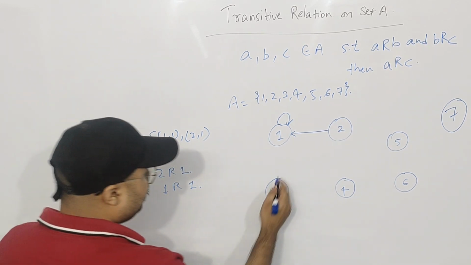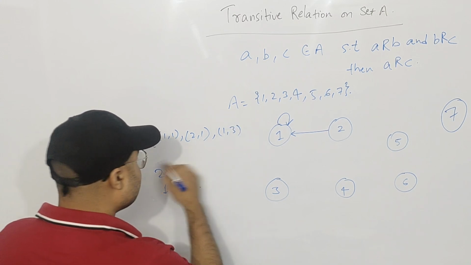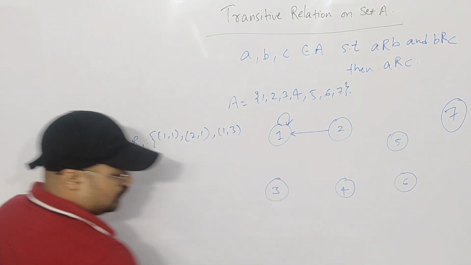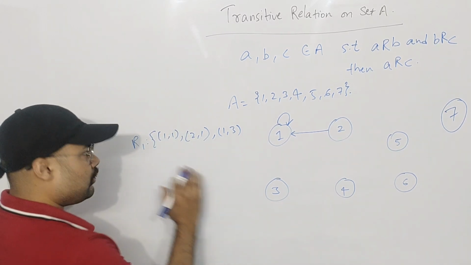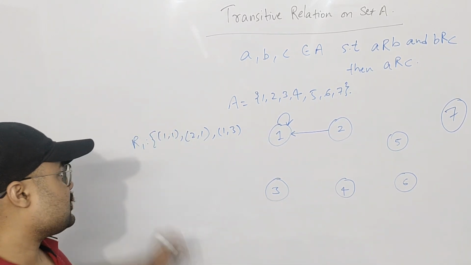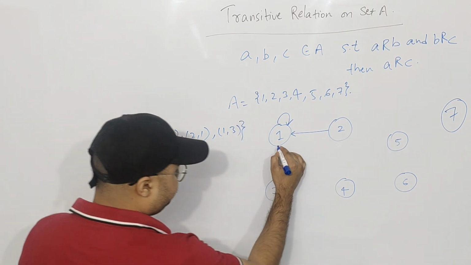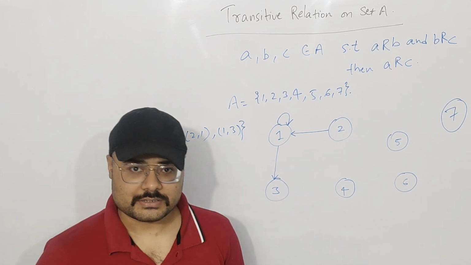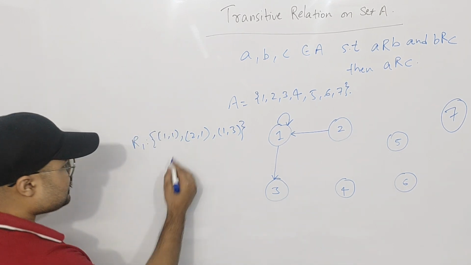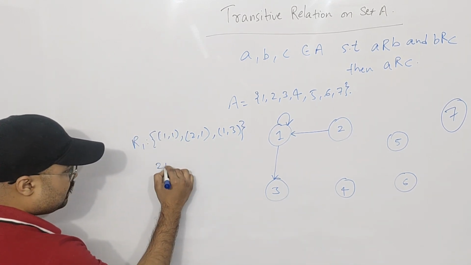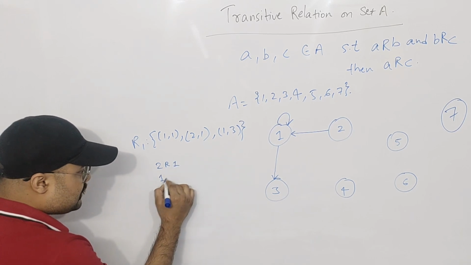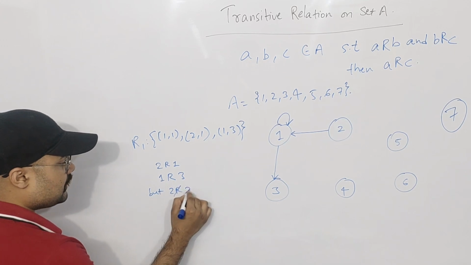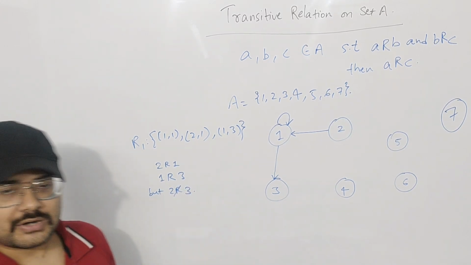But let's say 1 comma 3 is also one of the pairs in this relation. If R1 is just this much, meaning R1 has only three ordered pairs, is R1 transitive? No. R1 is no longer transitive because 2 is related to 1, 1 is related to 3, but 2 is not related to 3. So it is not transitive.